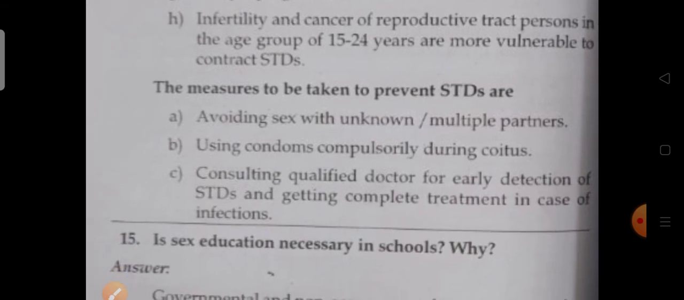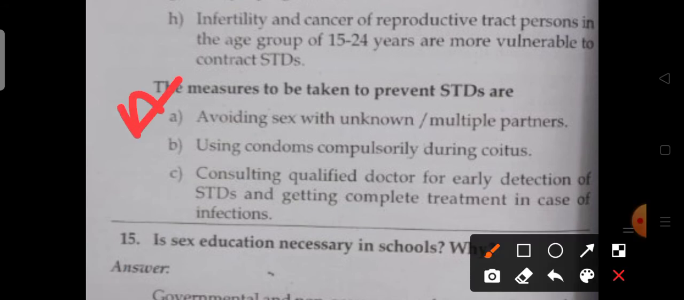The measures to be taken to prevent STDs: follow the ABC formula. A is abstinence, which means not having any kind of sex and avoiding sex with unknown or multiple partners. B is be faithful to the life partner. C is the consistent and correct use of condoms.